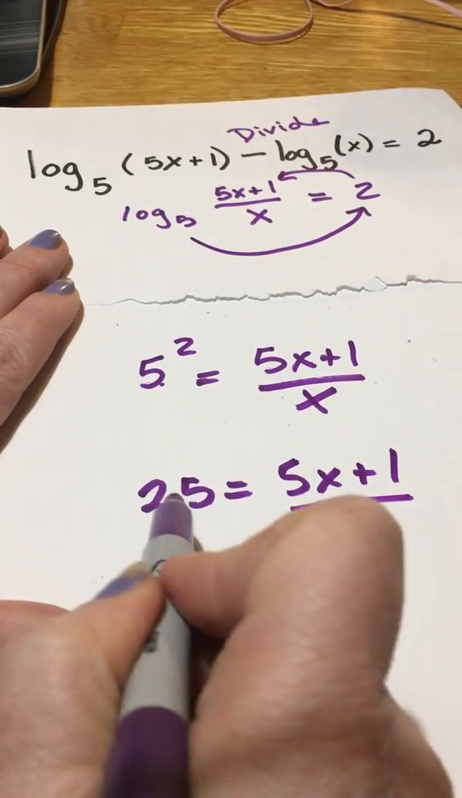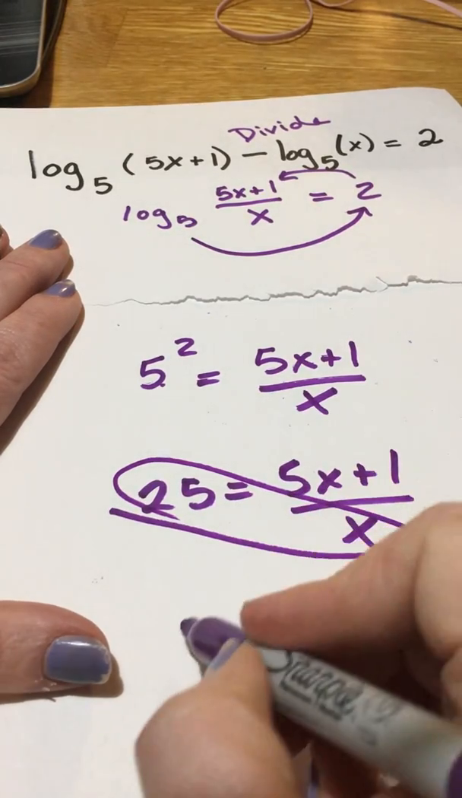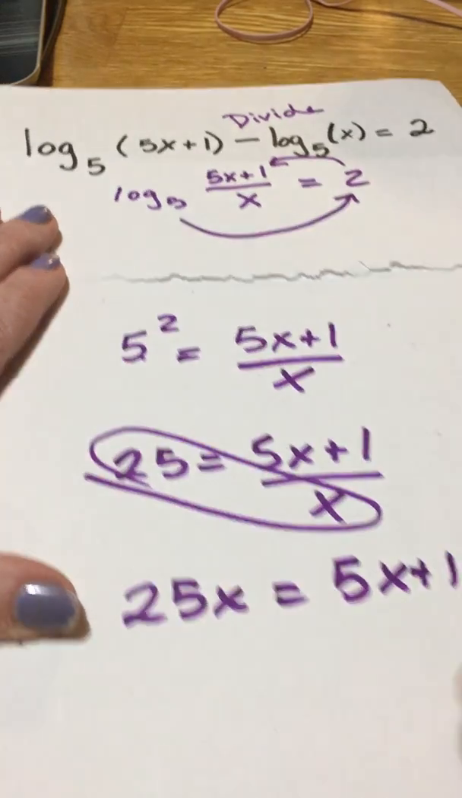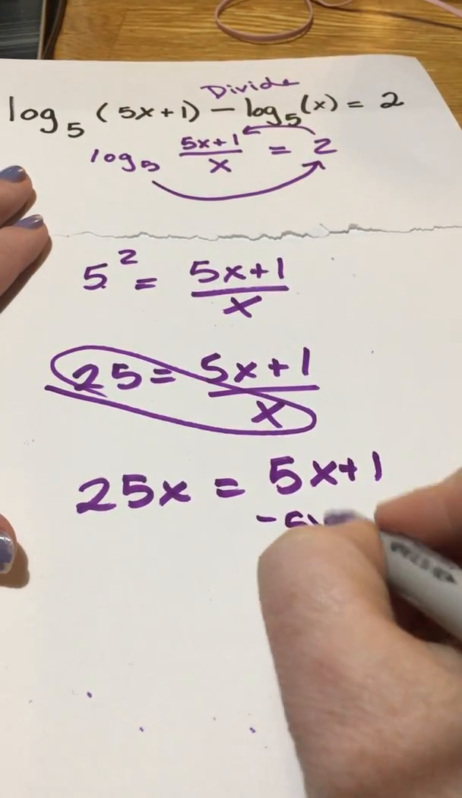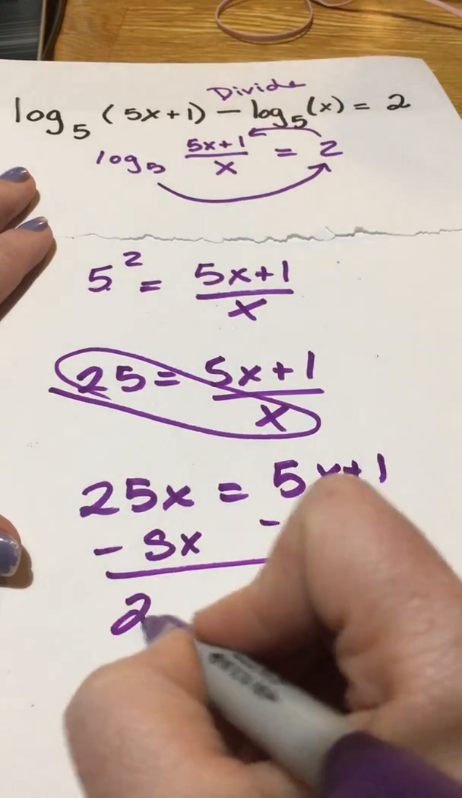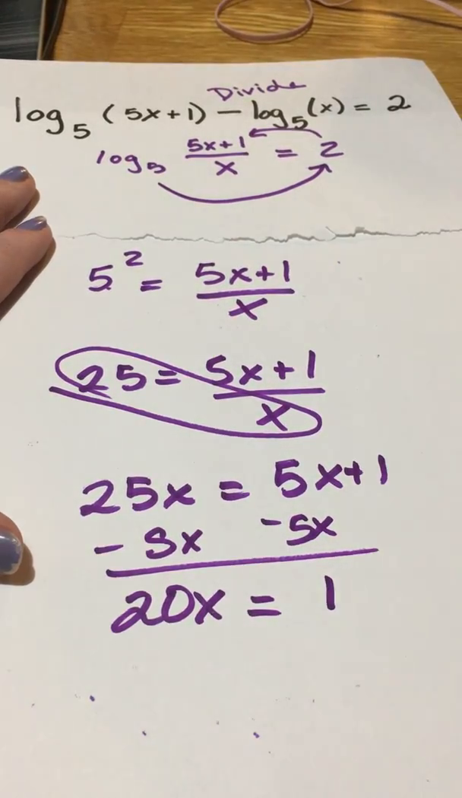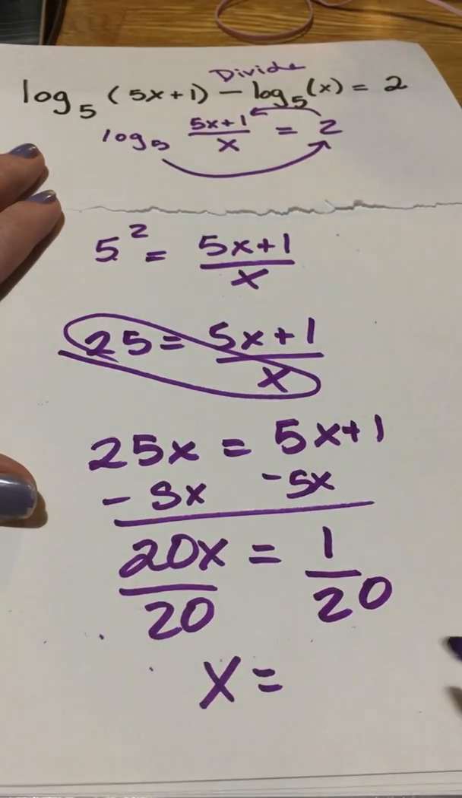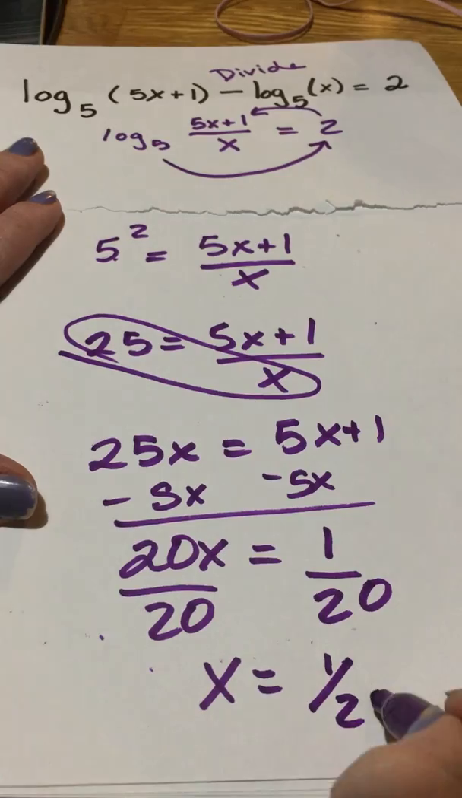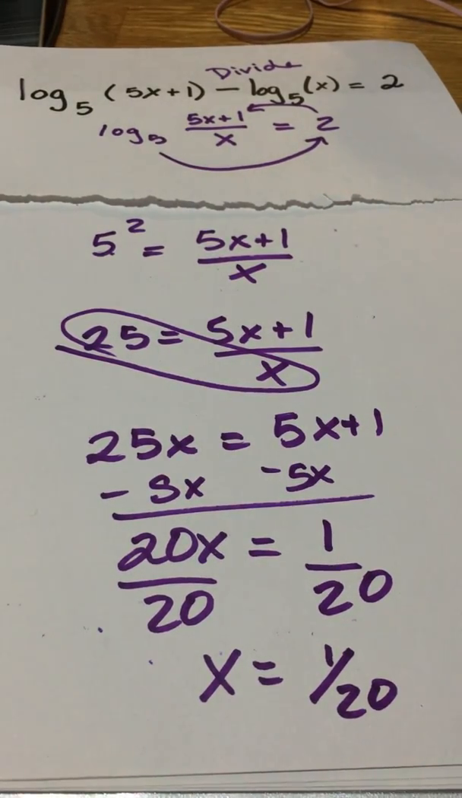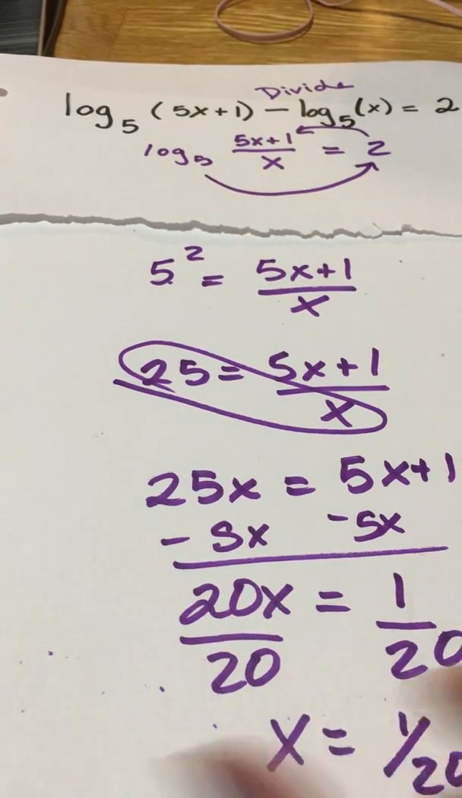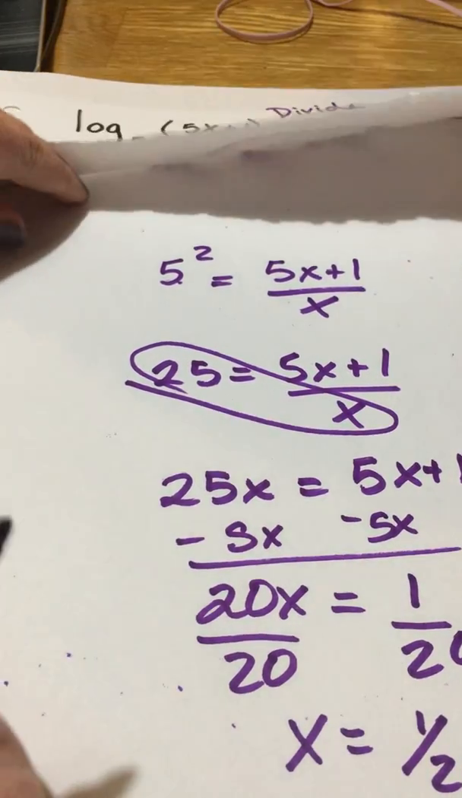Then, when you have x's on both sides, you're just going to cross multiply. So this is 25x is equal to 5x plus 1. Subtract 5x from both sides. I get 20x equals positive 1. I'm going to divide by 20. And sometimes you will notice we get just a fraction. If you want to turn it to a decimal, just round to 2 decimal places and that would be acceptable. Okay. Those are some examples for you. That should help you with your quiz.